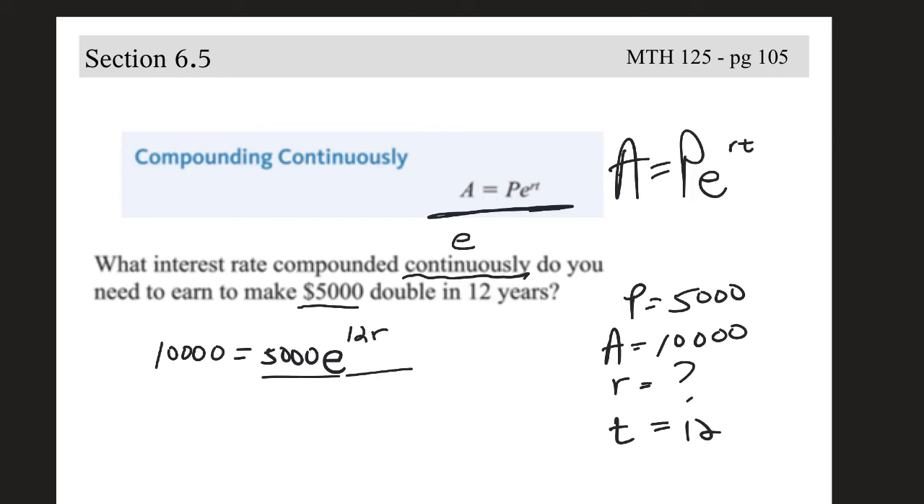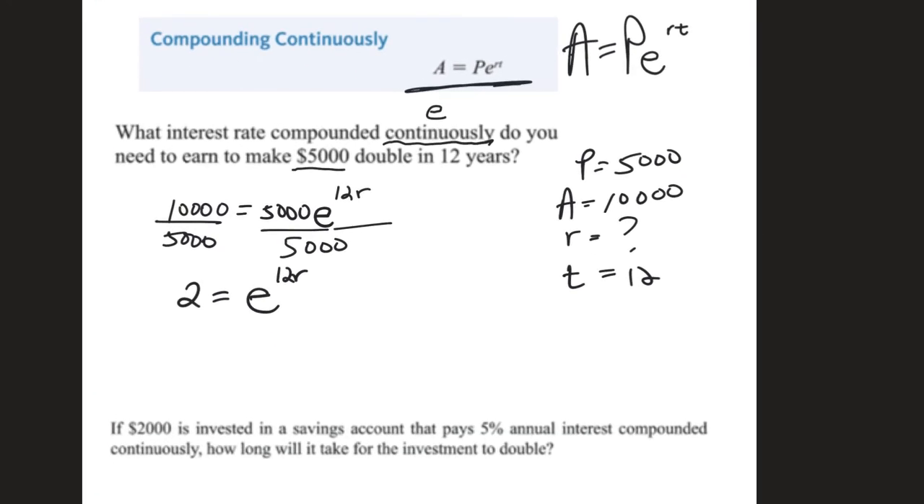Now I'm going to isolate my power by dividing both sides by 5,000. So 2 equals e raised to the power of 12r. We are looking at an isolated exponential, and the only way to solve this is to bring logs in. Just remember, we're not dealing with regular logs, it's natural logs. So I can take the natural log of both sides.